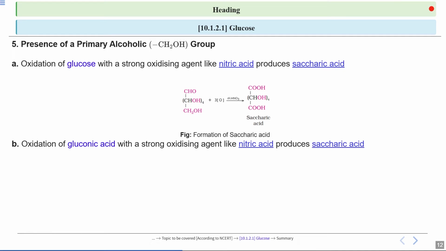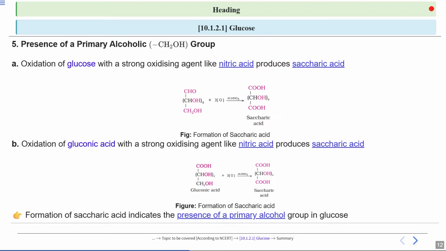Similarly, if we start with gluconic acid and oxidize it with nitric acid, we also get saccharic acid. Gluconic acid is just glucose where the aldehyde group has already been oxidized to carboxylic acid. So this reaction further confirms the presence of a primary alcohol group at the other end. If you see, this is gluconic acid in which the aldehyde group is already oxidized to carboxylic acid. When you treat it with a strong oxidizing agent like HNO3, you get saccharic acid. So your primary alcohol gets oxidized to acid.